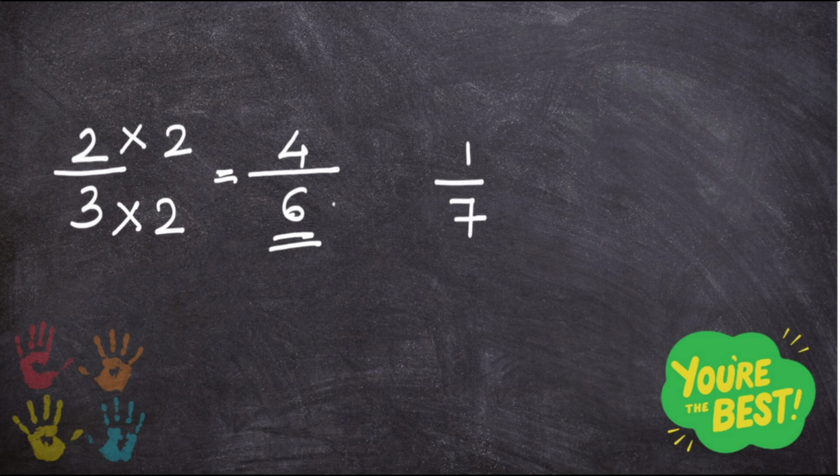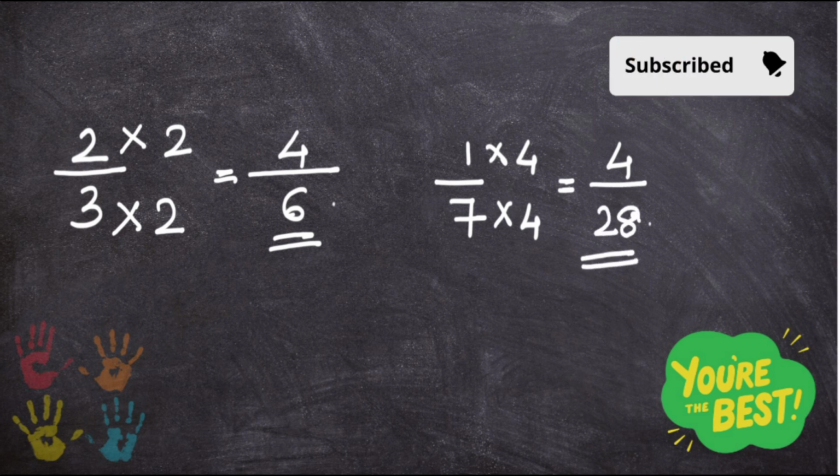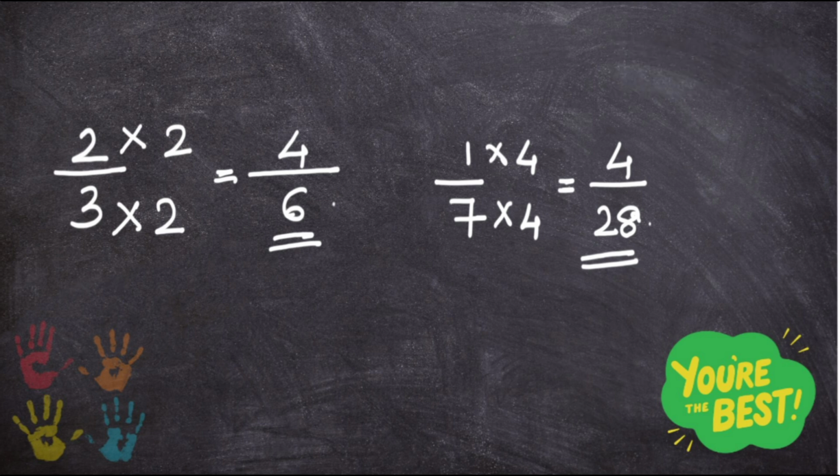1 upon 7. Now here I have to find the equivalent fraction for 1 upon 7. What am I supposed to do? Multiply both numerator and denominator by the same number. So I'll randomly take number 4. You can take 2 also, anything. Okay. Now multiply. 1 times 4 is 4 and 7 times 4 is 28. So here you get the answer as 4 upon 28.